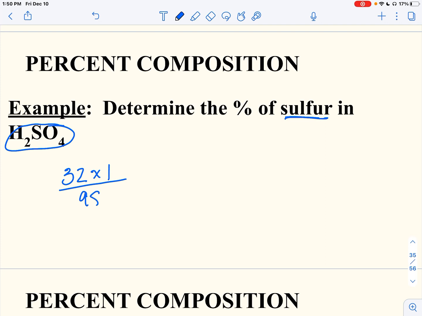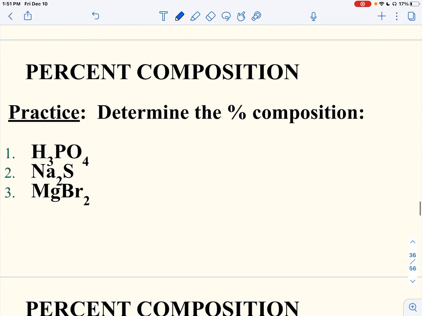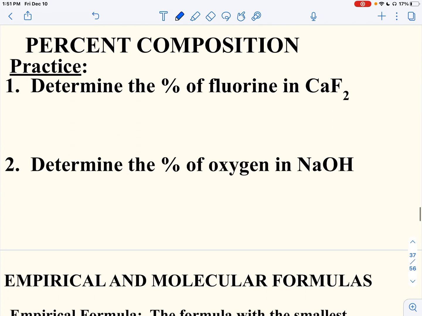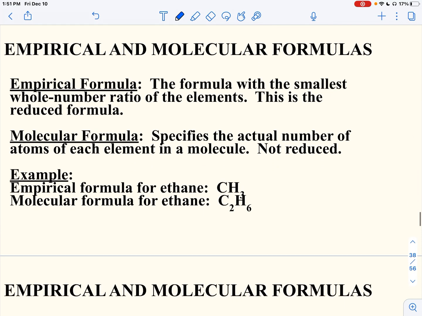So this one is going to be 98. So that comes out to 32.7% sulfur. Those practice problems we're going to do together in class.